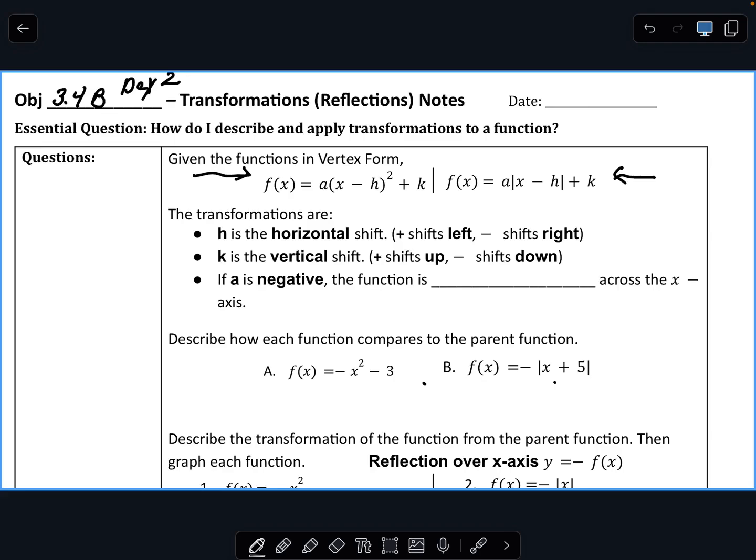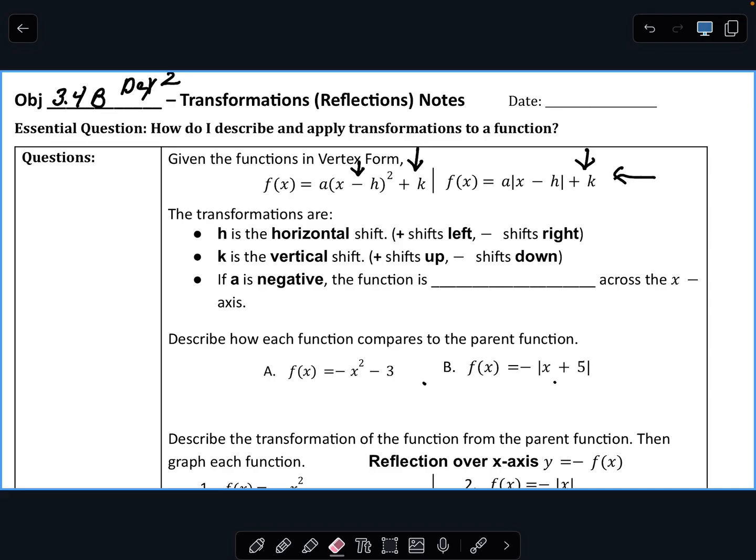And when you're talking about it in vertex form, your H will be your horizontal shift, your left or right. So positive, you shift to the left. Negative, you shift to the right. Because remember, when we take it out, it's flipped. Vertical will be your K. In other words, if it's positive, it shifts up. If it's negative, it shifts down.